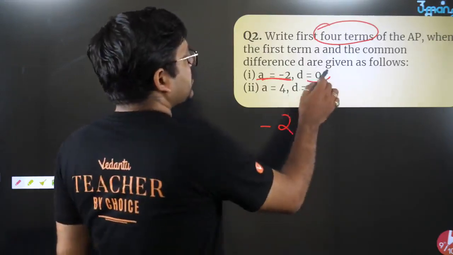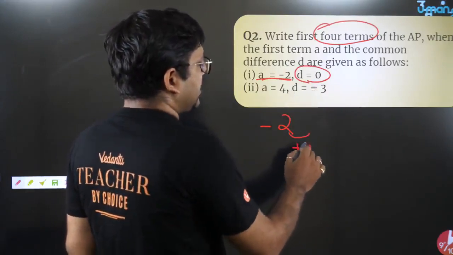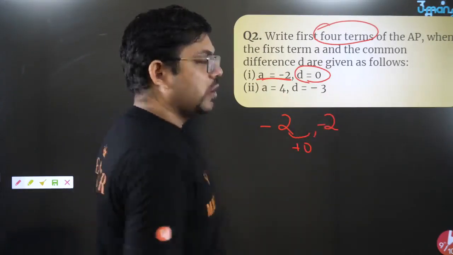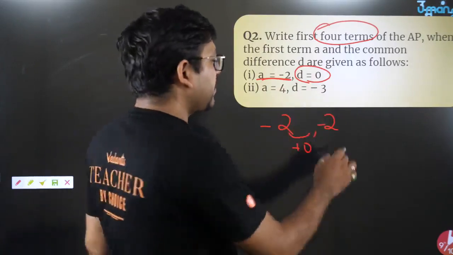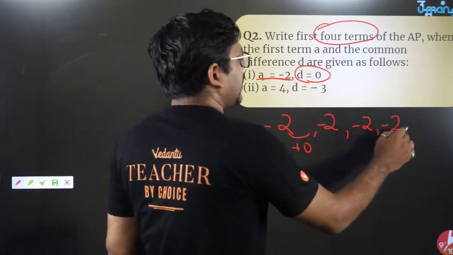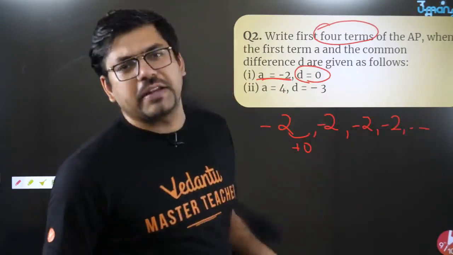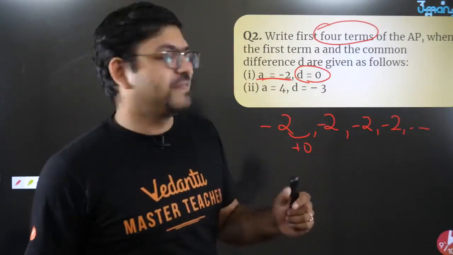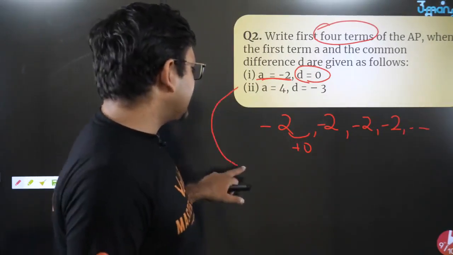So here the common difference is 0. So you are going to add plus 0. That does not make a difference, so it will be again minus 2. Again you will add 0, so that will again be minus 2, and again minus 2, and so on. So this is a very simple case, the same constant term. Cool. Let's see the second one as well.